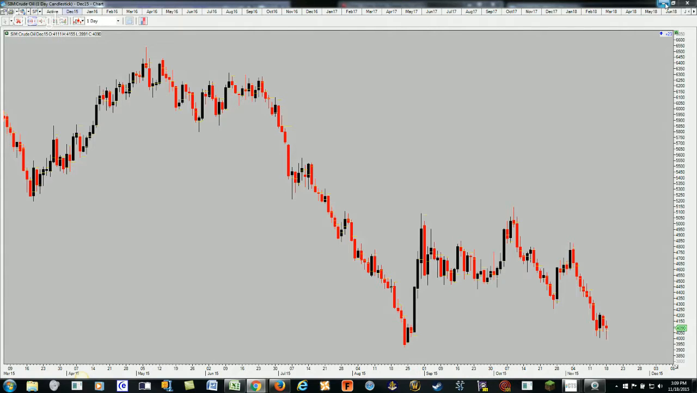Specifically on the day trading chart, what this means, if you see red, is that the open was higher than the close. So the close was lower than the open. That makes the red bar. The black bar is the reverse of this. When you see a black bar, the close is higher than the open.